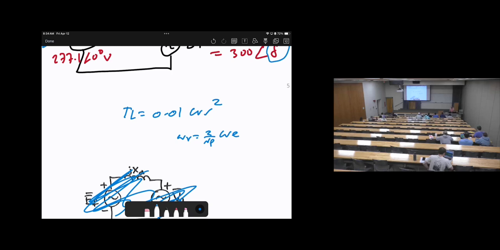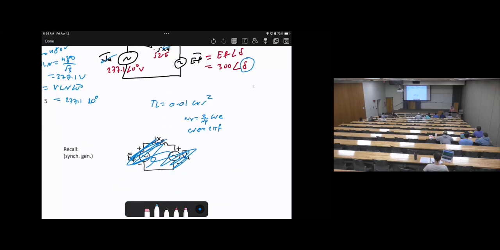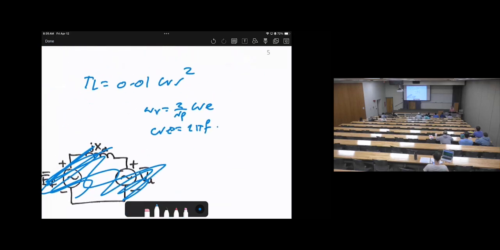How about omega electrical? Do we know it? No. How to calculate omega electrical? It is 2 pi times f. Do we know the frequency? Is it given? No, it's not. So, since the frequency is not given, we will assume it's 60 hertz. 2 pi times 60, then it will be 377 radian per second. That's omega electrical.